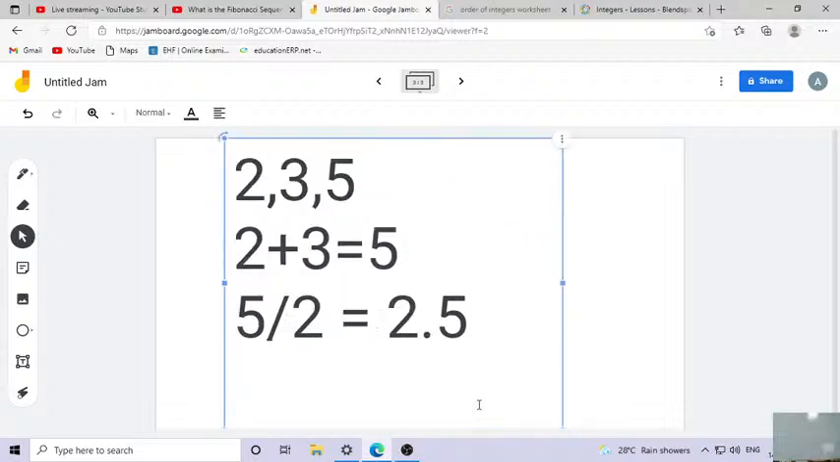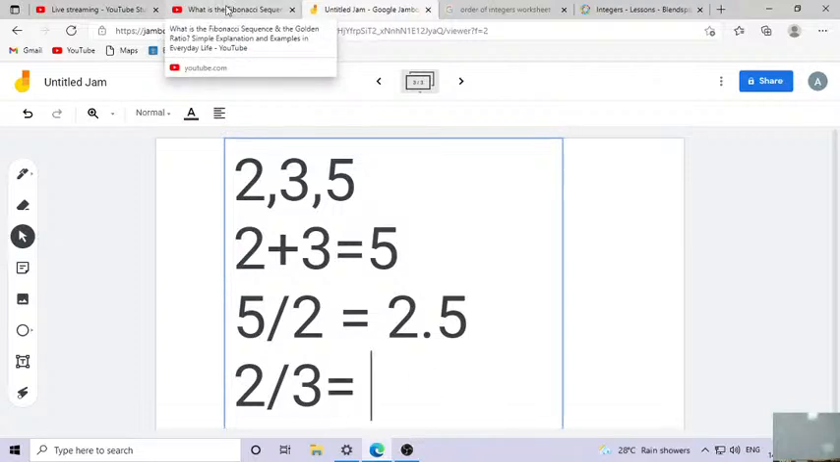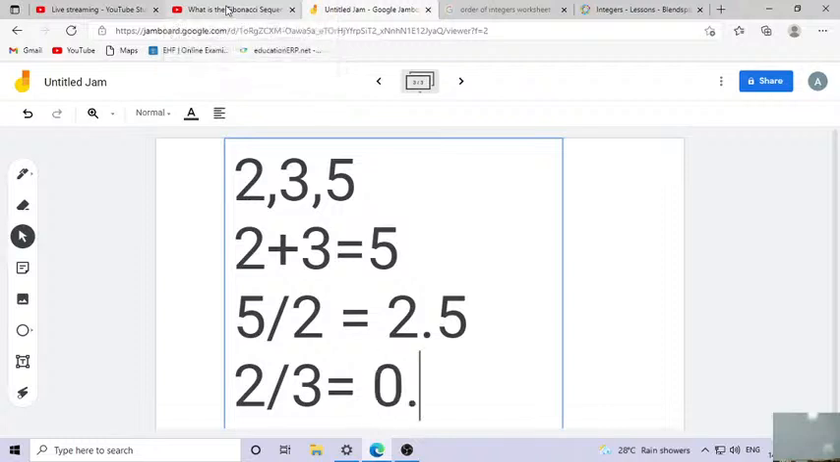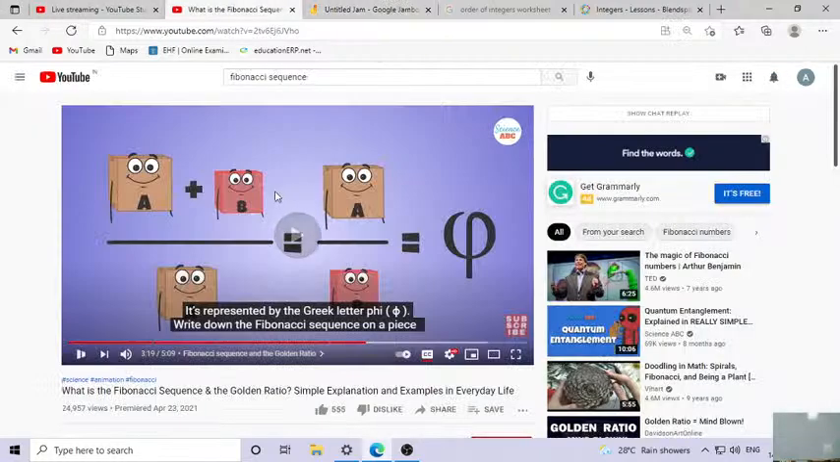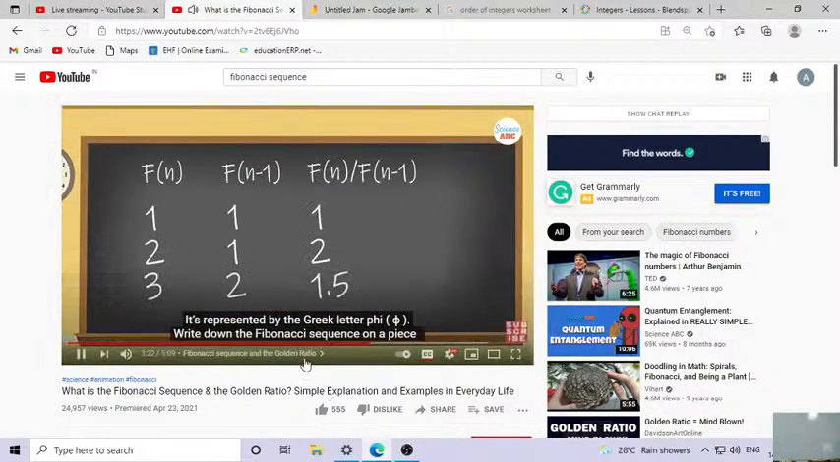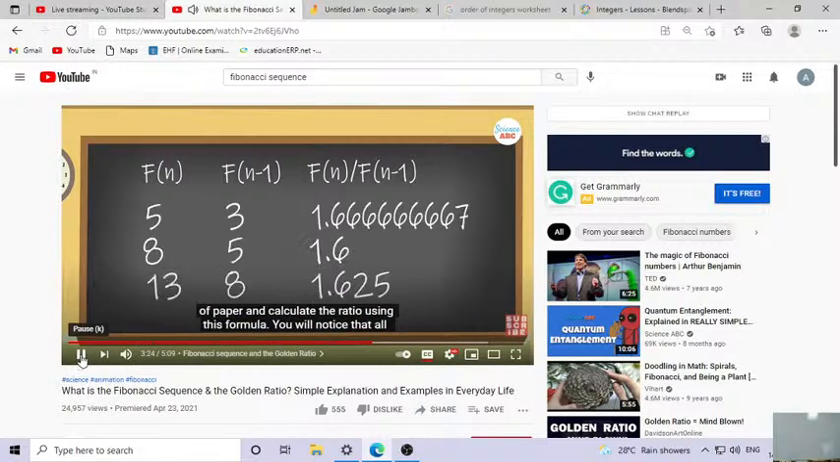2.5. And now when you divide the first number by the second number, what are you getting? 1 times 2. Yes, we get 0.66. Write down the Fibonacci sequence on a piece of paper and calculate the ratio using this formula.